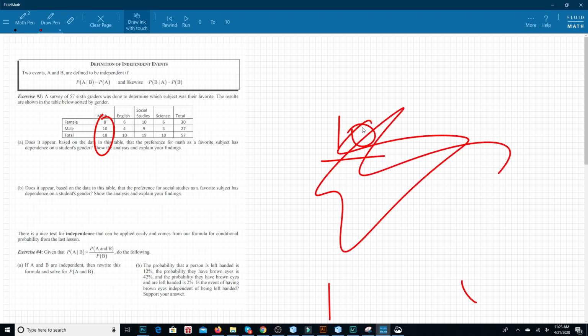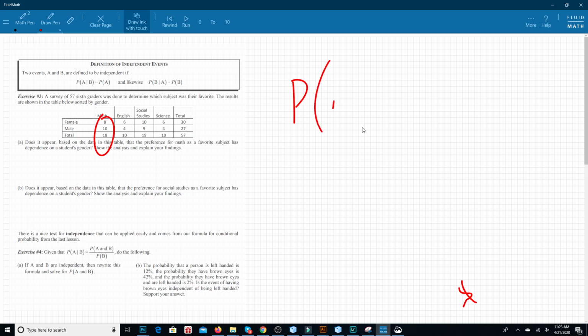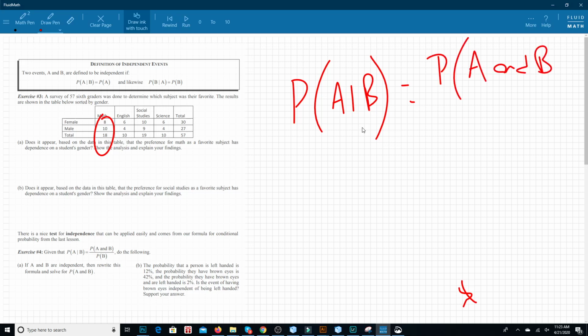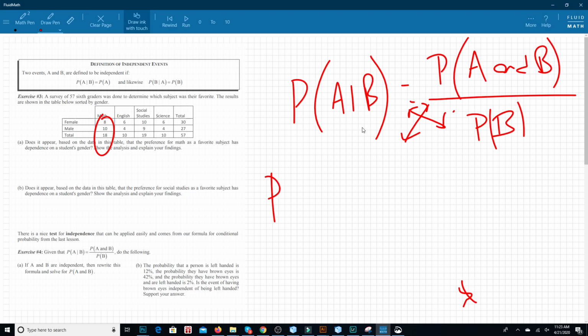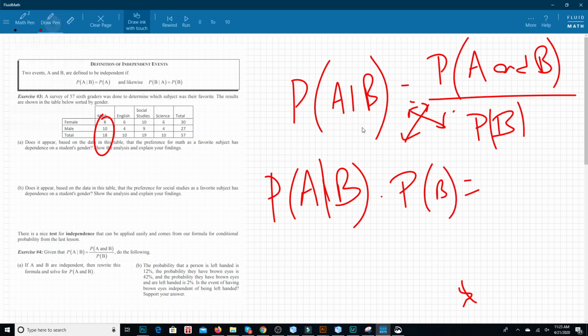Obviously, that would just be, right? Let's see this. Remember, the formula looks like this right here: P(A|B) equals P(A and B) over P(B). Right? So obviously, I would just cross multiply. And so P(A and B) times P(B) equals P(A), and let's put an and sign, right?